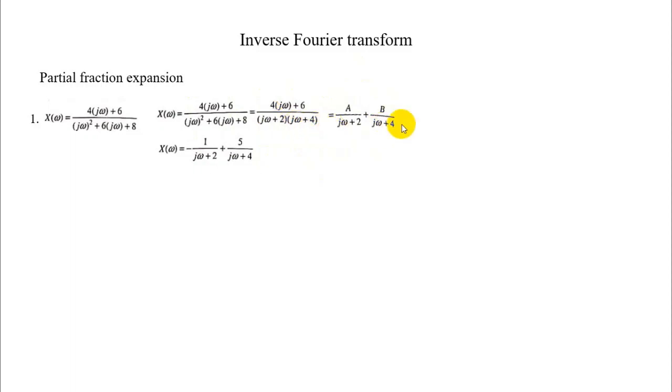For this portion we multiply by j omega plus 2. By multiplying this part on both sides, we get an equation, and we just need to put j omega equal to -2 for the root. In that case you will get the value of A, and in the other case when you put j omega equal to -4, you will get the value of B. So A would be 1, B is equal to 5.